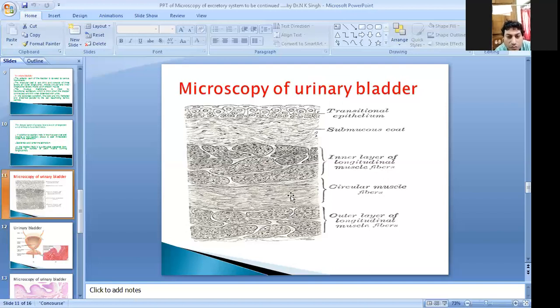The middle layer of circular muscles is arranged in circular fashion, and it will appear straight when you cut a section and observe it in the microscope. The outer layer, again, you can see a round appearance. So this round appearance indicates that they are longitudinally arranged. So there are 3 groups of muscles in the tunica mucosa. Inner layer is longitudinally arranged, middle layer is circularly arranged, and outer layer is also longitudinally arranged.